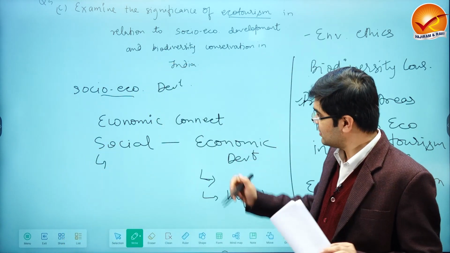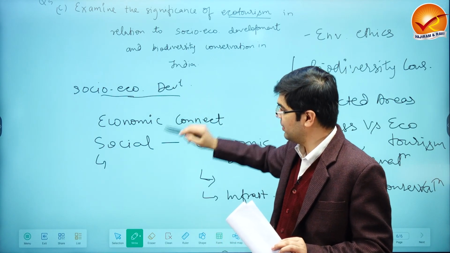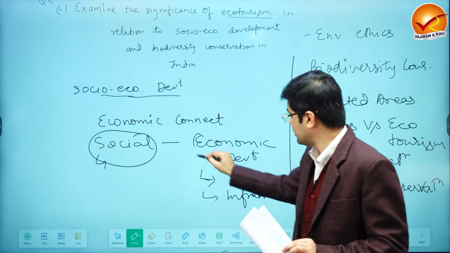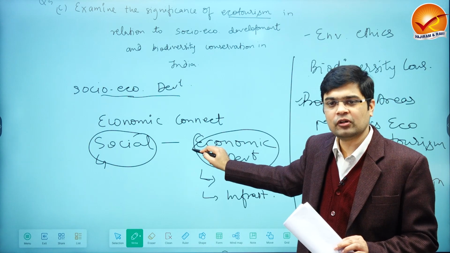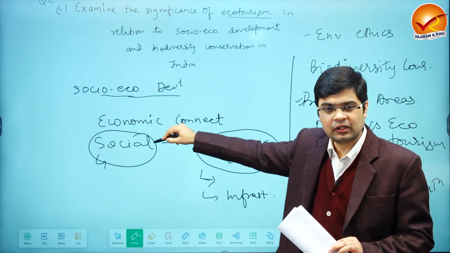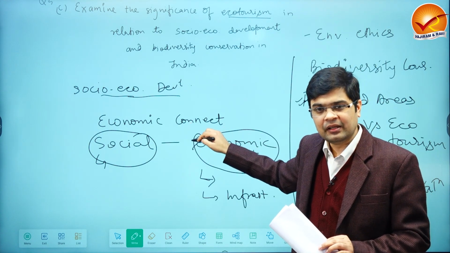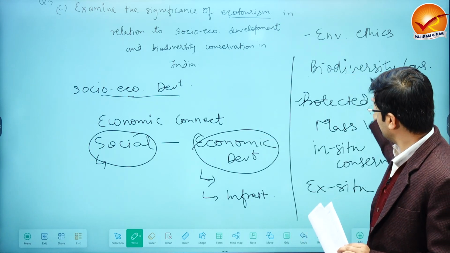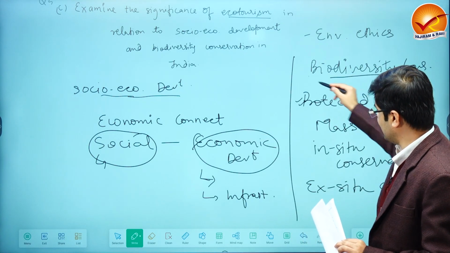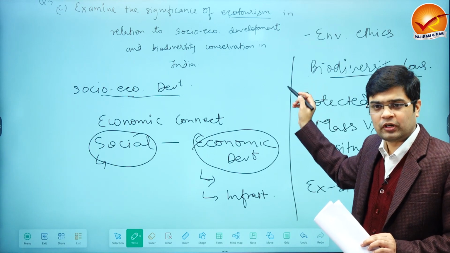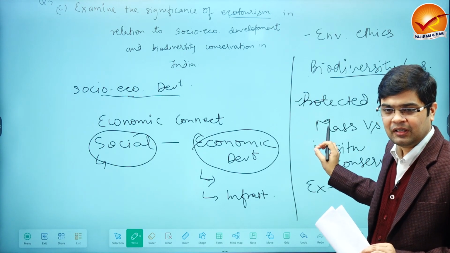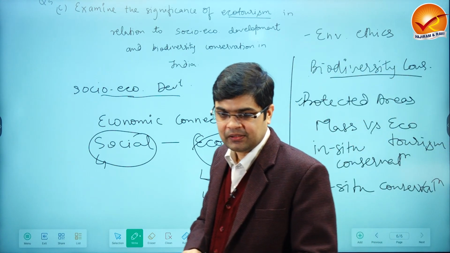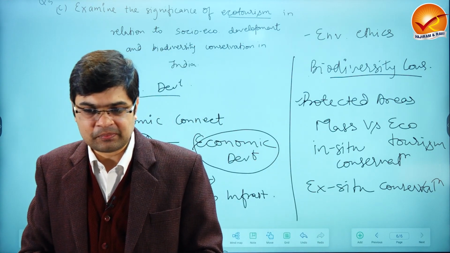So two subheadings: socio-economic development. You'll talk about social development, you'll talk about economic development. Okay, refer to the notes for the two things. Then second subheading, you'll talk about biodiversity conservation, and then you talk about marine national parks, protected areas, zoos. Okay. You can talk about environmental ethics.